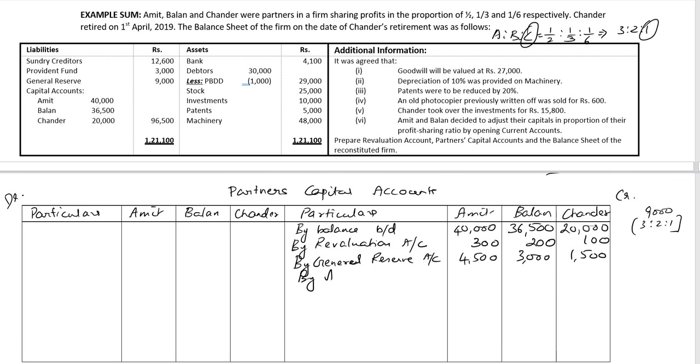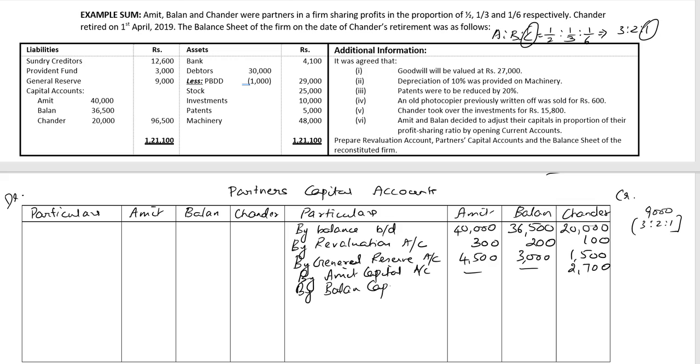By Amit's capital account under Chandar, 2,700 rupees, and by Balan's capital account, again under Chandar, 1,800 rupees, and on the debit side to Chandar's capital account. In the case of Amit, it's 2,700 rupees, and in the case of Balan, it's 1,800 rupees.